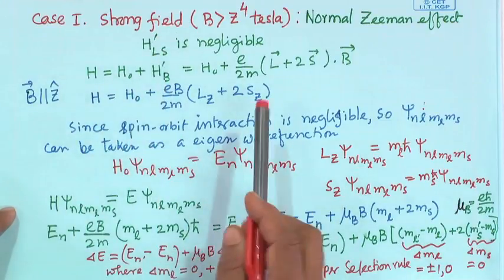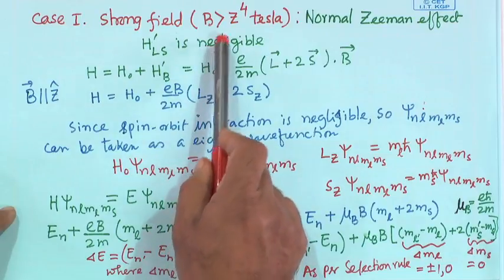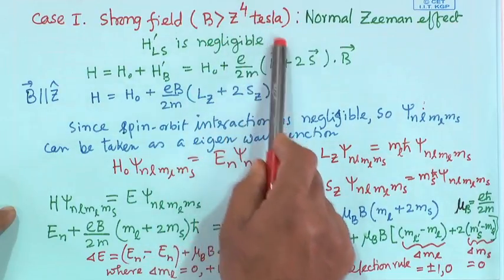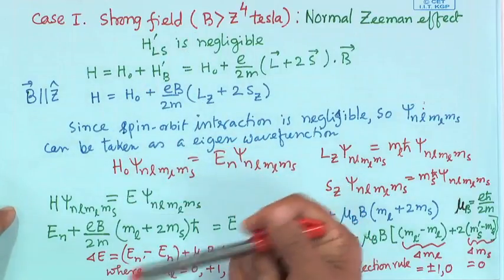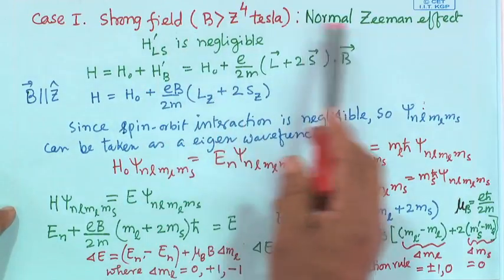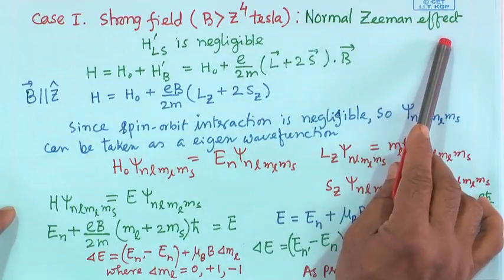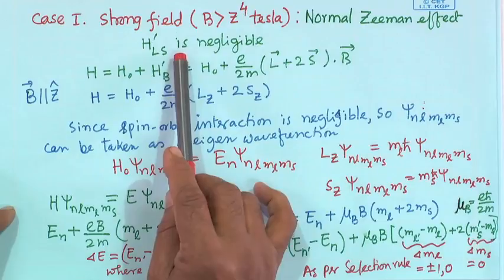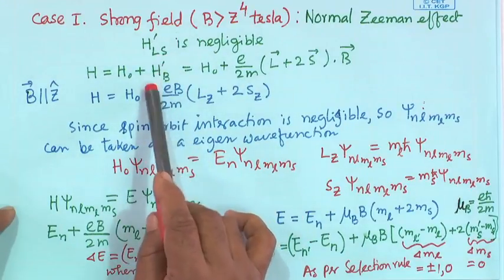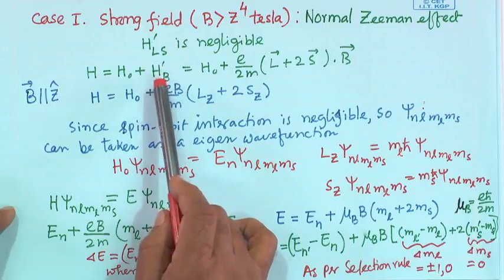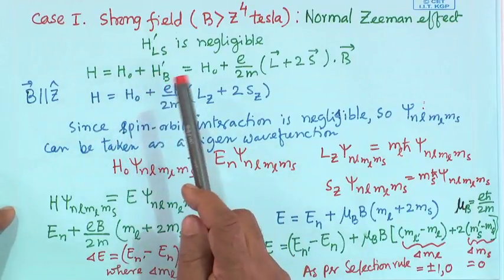How strong is it? Generally we say B should be greater than Z to the power 4 Tesla. If the magnetic field is very strong, then we see the Zeeman effect that is called the normal Zeeman effect. So this H_B dash term, the magnetic interaction term, is now very, very strong.